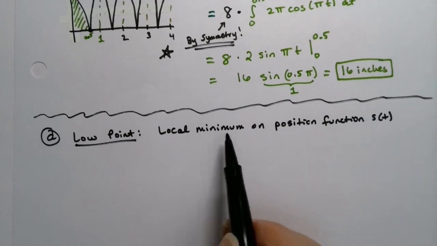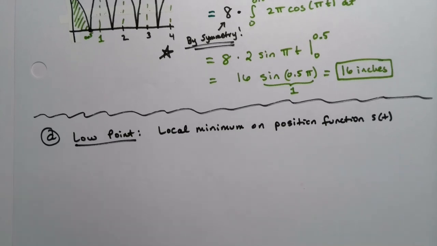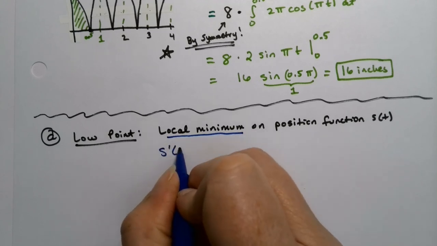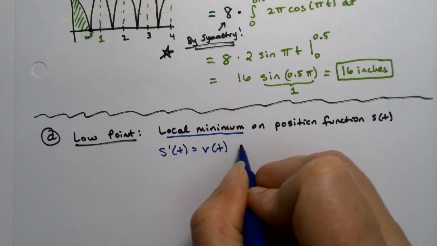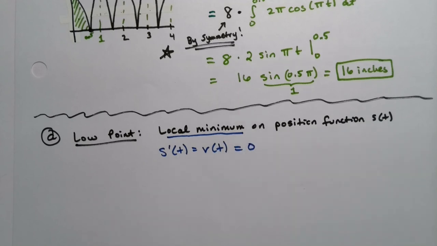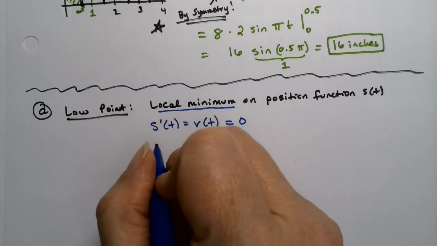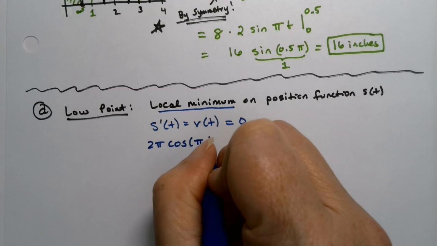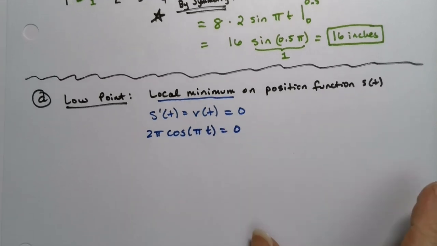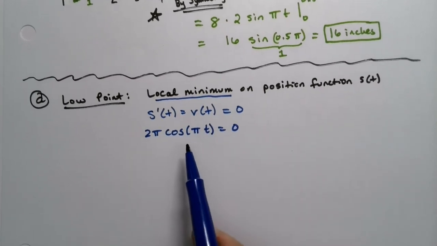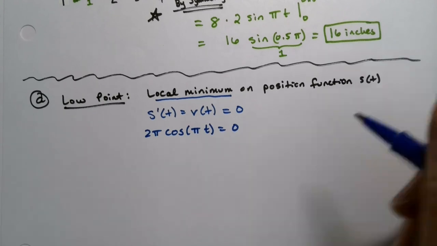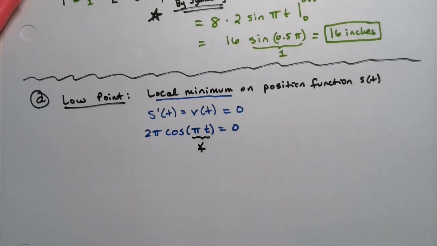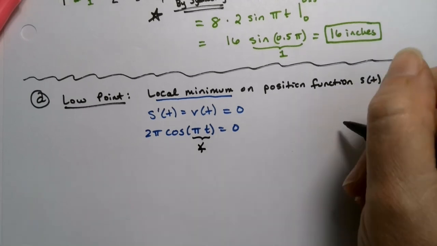Well, we learn in Calc 1 that local minimums happen when your derivative, which in this case is velocity, is equal to 0. Okay, so where does that happen? Well, the velocity function is 2 pi cosine of pi t, and that is going to be equal to 0. So the question is, what angles would that be true for? Now keep in mind, this is an angle, some angle of some kind. Now, what angles would that be true for, right?